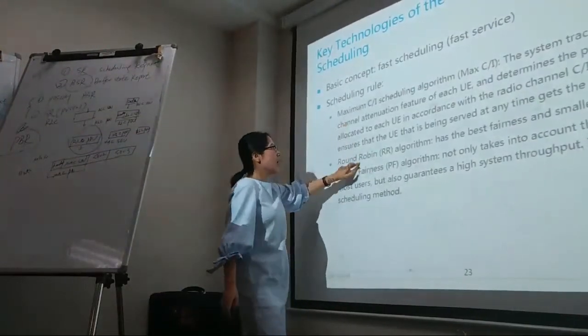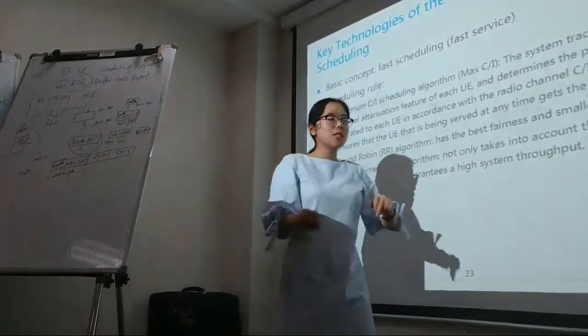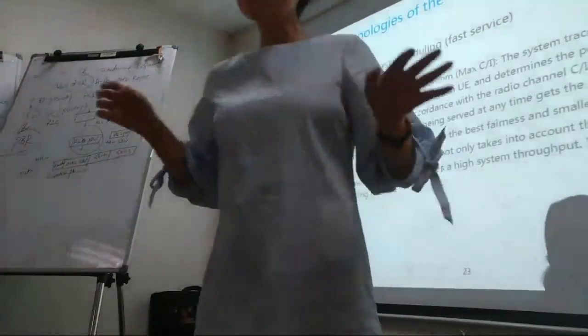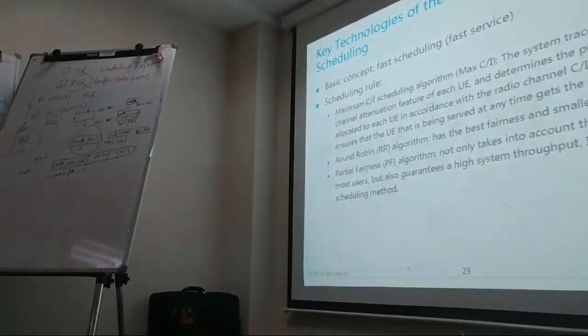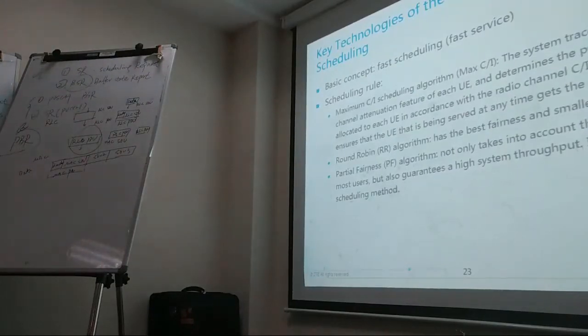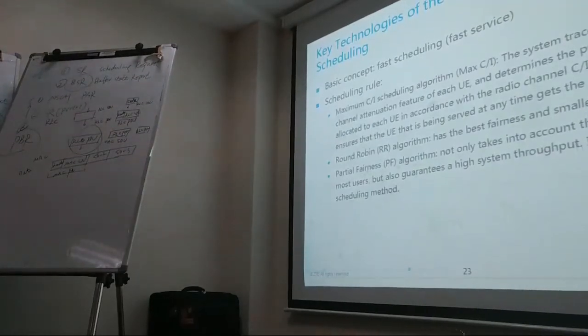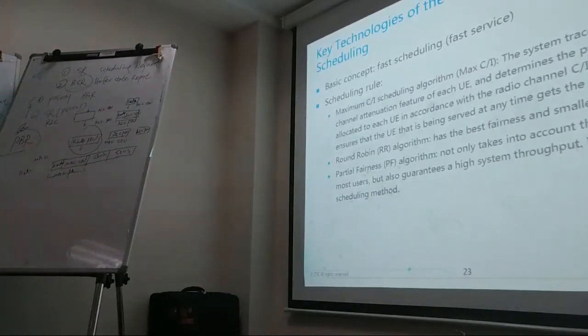Maximum CI. Another is round-robin. Round-robin means I don't consider channel quality. I will let everyone do service one by one. Every person has the opportunity, one by one, generating a round, from you to another like this. If we use this one, we can guarantee fairness, but we cannot guarantee the throughput. The throughput may be very low. You know, you want money, right?